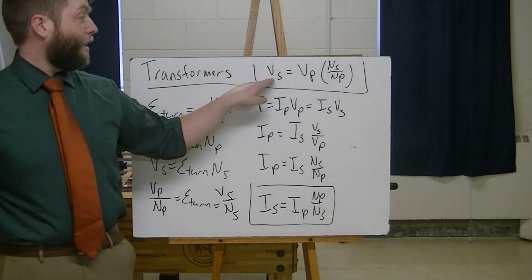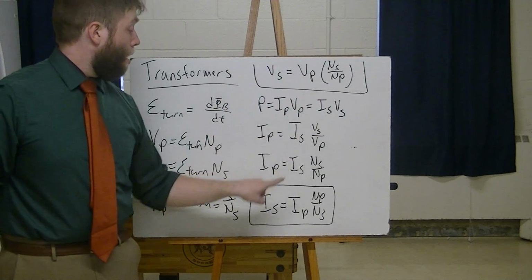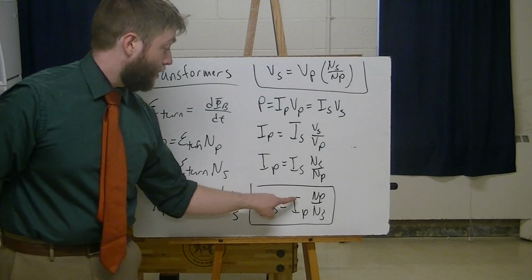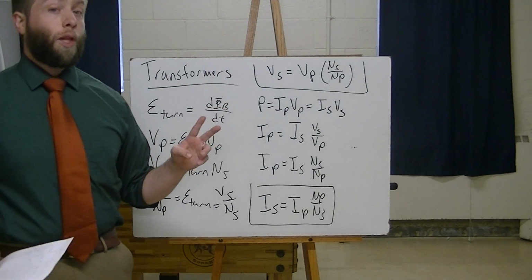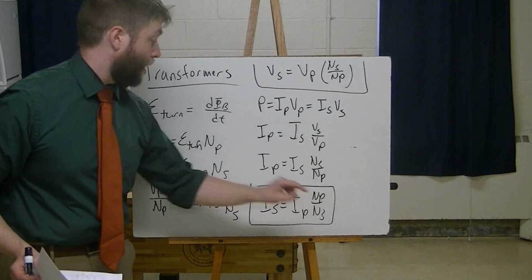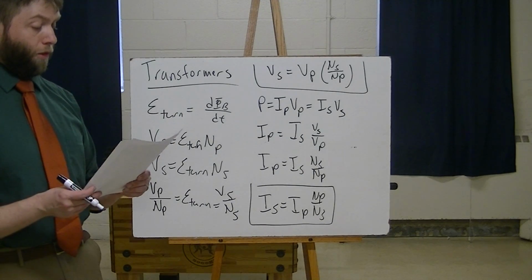The voltage in the secondary wire is V primary NS over NP, but the current in the secondary is going to be I of the primary NP over NS. So notice that we flip them. It's not NS over NP for the secondary current. It is reversed, okay? It's reversed.